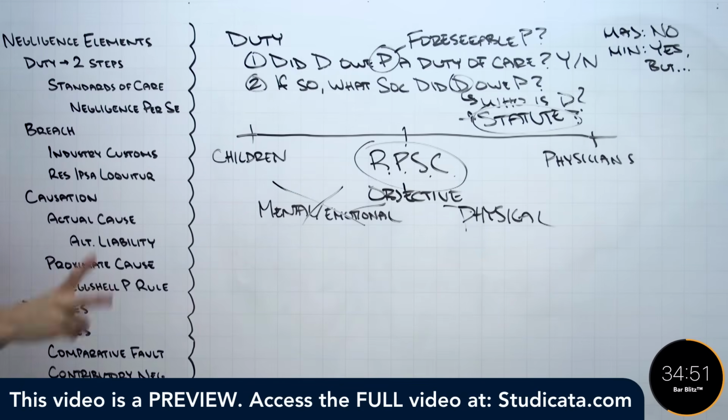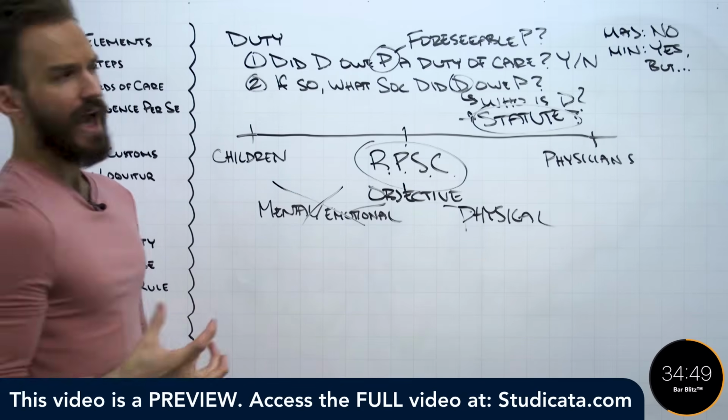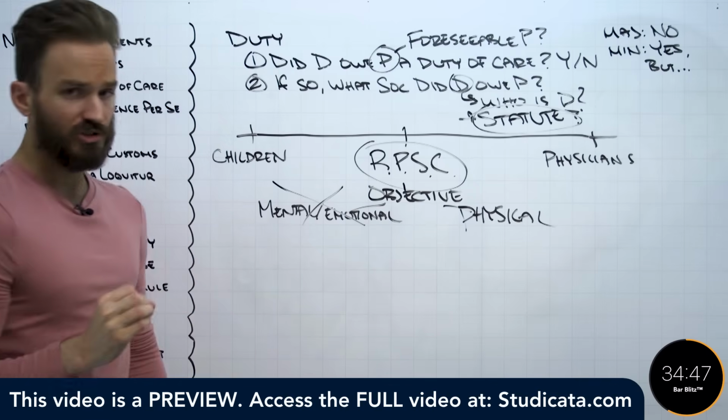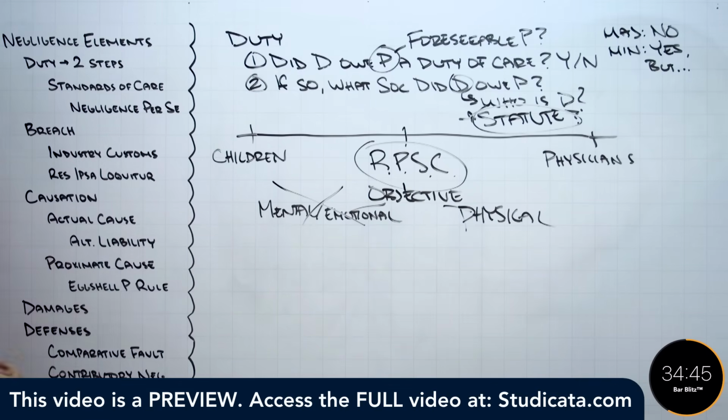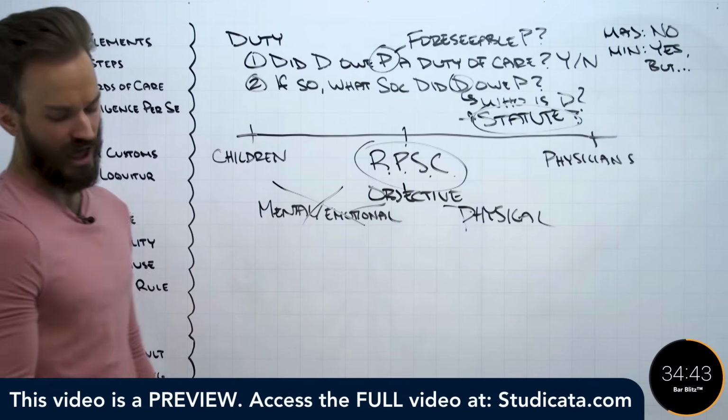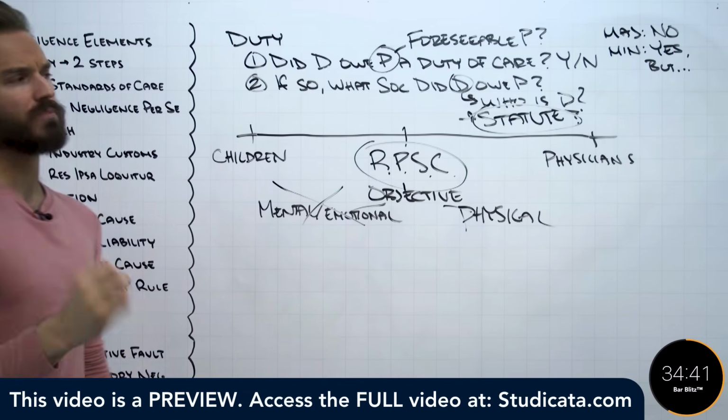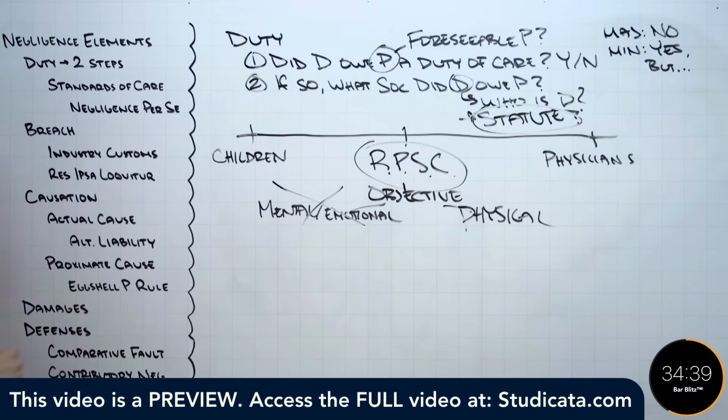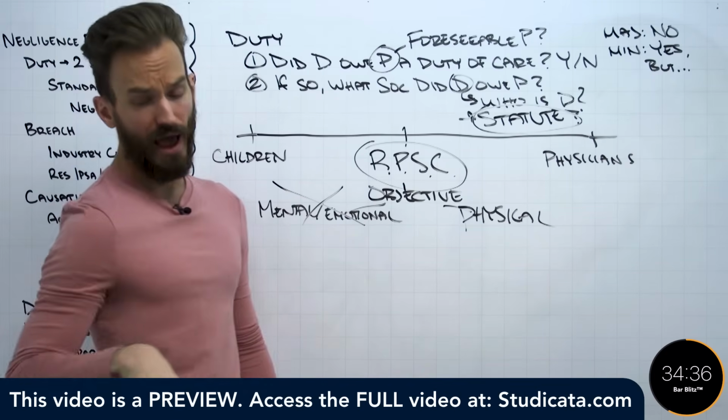So again, two elements, right? A violation of a statute is going to constitute negligence per se if the plaintiff, number one, is in the class of people meant to be protected by the statute, and number two, suffers the type of harm the statute was designed to protect against.